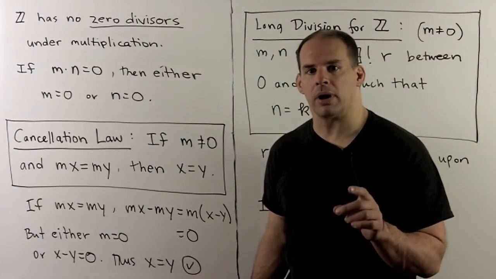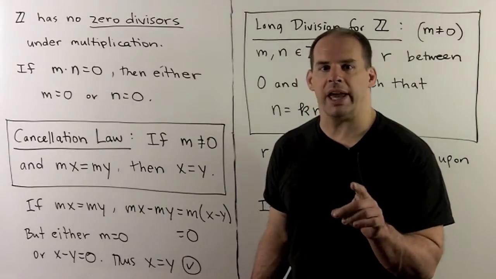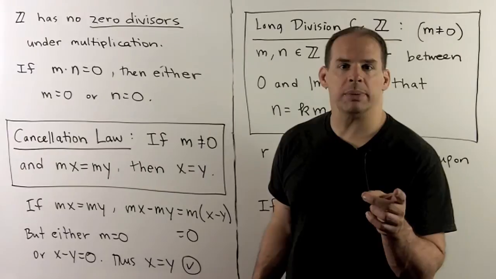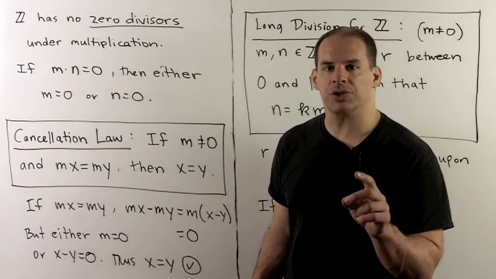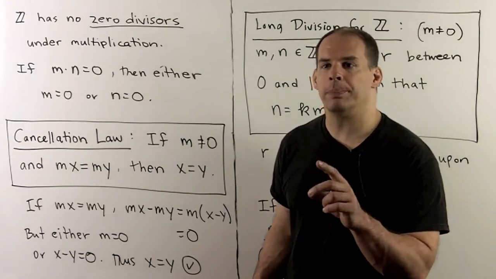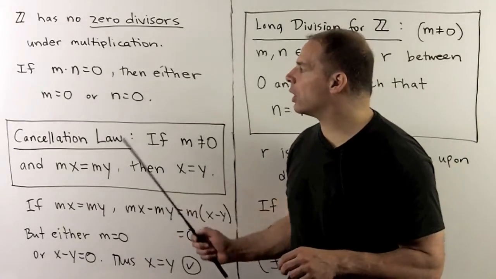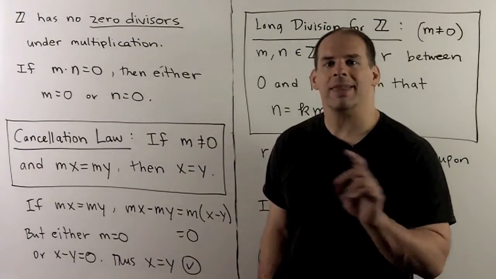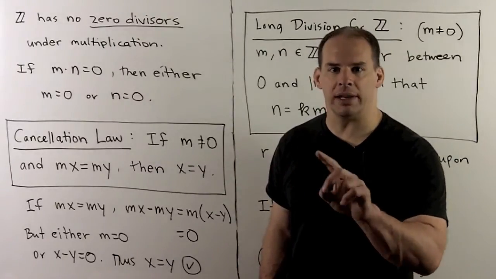One important property for us, under multiplication, the integers have no 0 divisors. So this means if I take m and n integers, multiply them together and get 0, then either m is equal to 0 or n equals 0. So if 0 comes out of a product, that means 0 had to be going into the product.